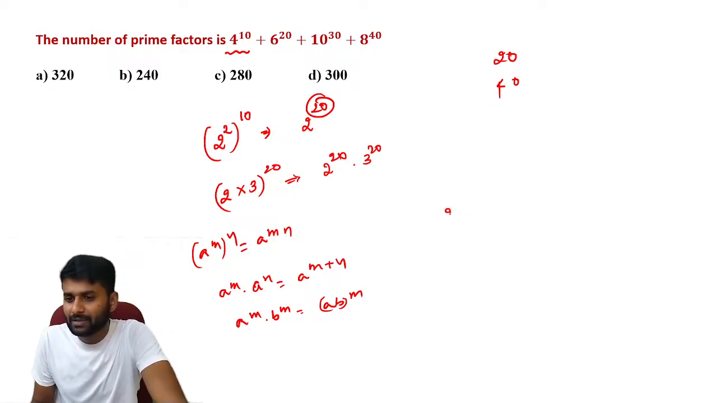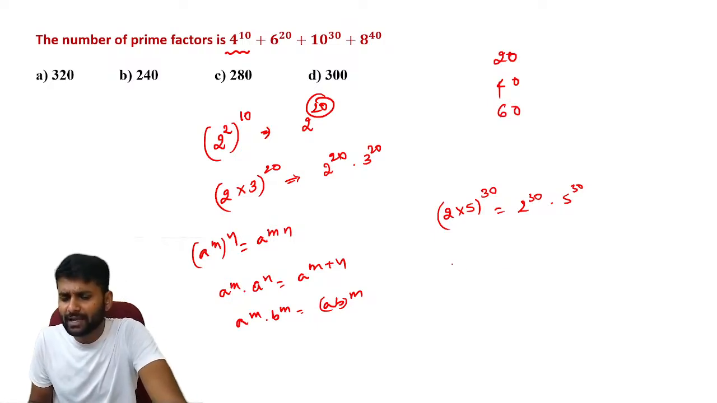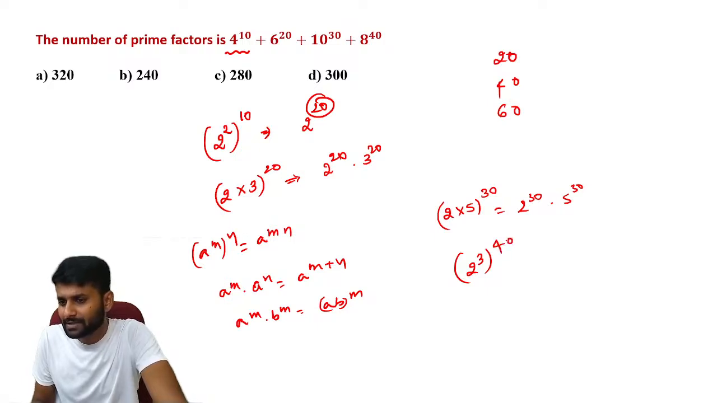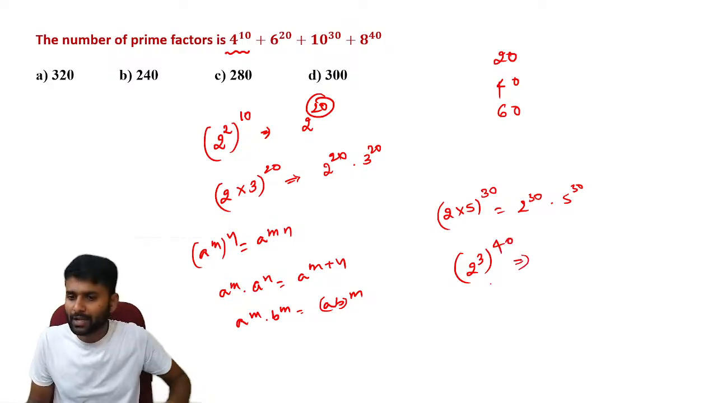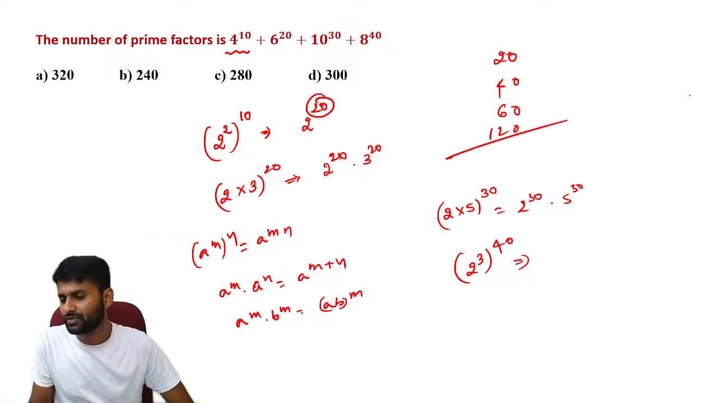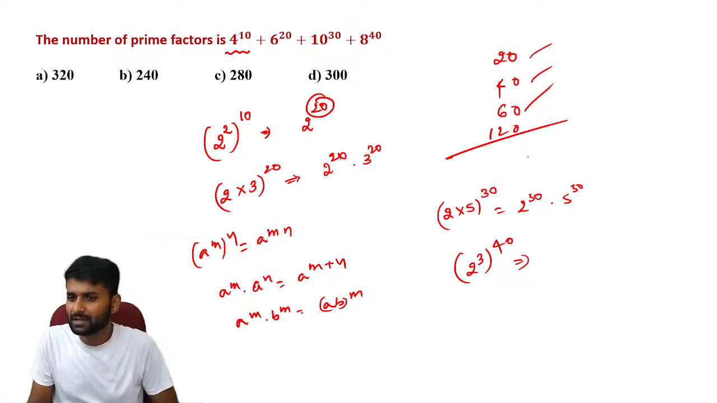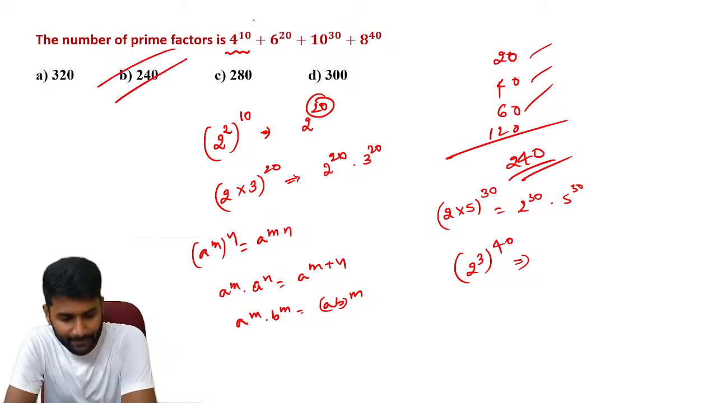Now 10 power 30 is all about (2 into 5) whole power 30. It means 2 power 30, 5 power 30, total number of factors is 60. If you know the direct information, you can solve directly, guys. For your understanding only, I am taking step by step. Here 8 can be written as 2 cube, (2 cube) whole power 40, then the total number of factors is 120. Then the total number of prime factors of this simplification is 240.